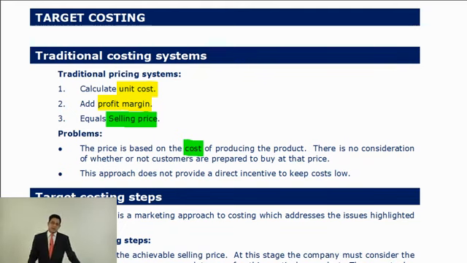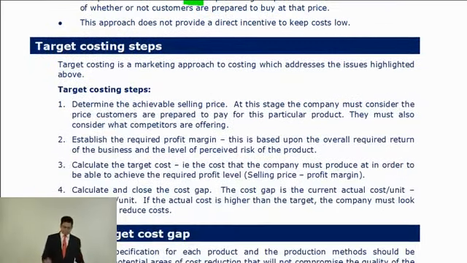Now here is target costing. Target costing is a revised or reversed mechanism. Rather than calculating the cost first and then arriving at the selling price, it works the other way around. Cost plus profit equals selling price is the older system. The new system is, first of all, we need to calculate the selling price of the product.